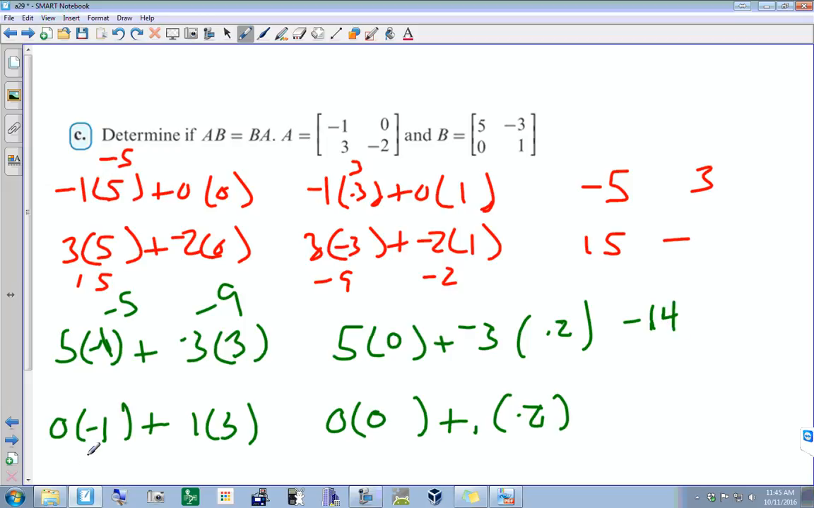Here I got 0 and 3, so that's a 3. That's 0. That's going to be 6. So I end up with 6 there. That's 0 again, and that turns out to be, whoa, that would have been what, -2 again? Yep, so that would have just been -2.